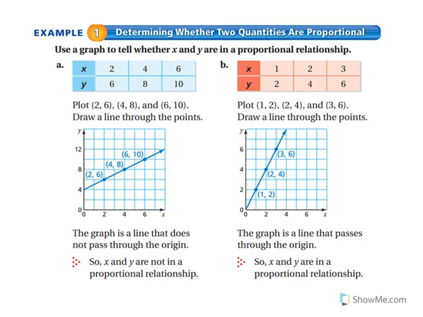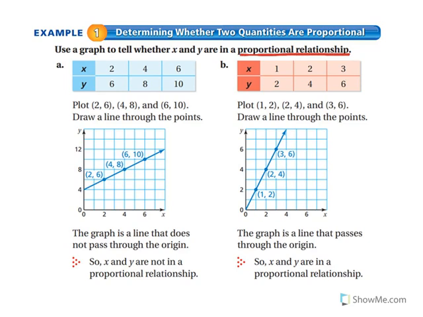Okay, now, in this first example, the directions tell you to determine whether two quantities are proportional. It says use a graph to tell whether x and y are in a proportional relationship. So what's going to happen here is you're going to start off with a blank graph. You're going to get a graph, but nothing's going to be plotted. And you will take the x and the y values and plot them.